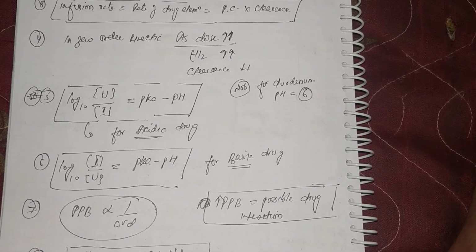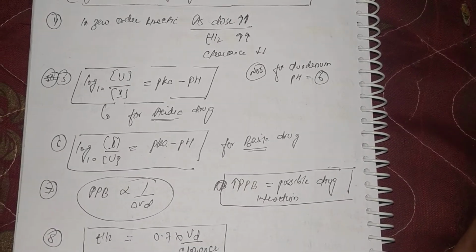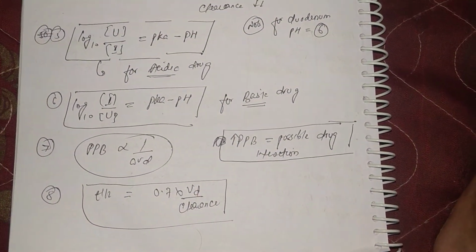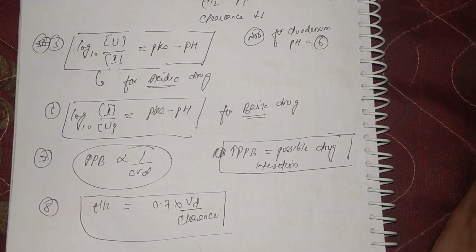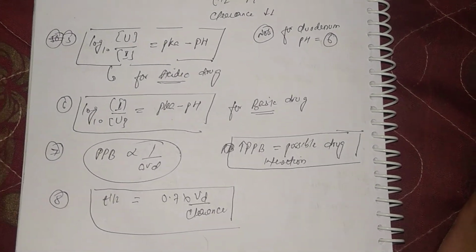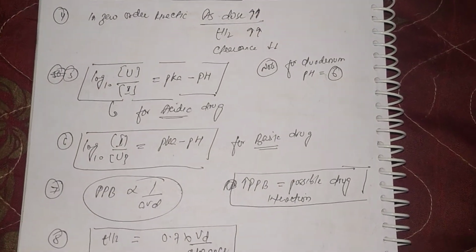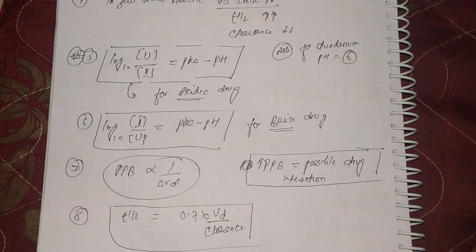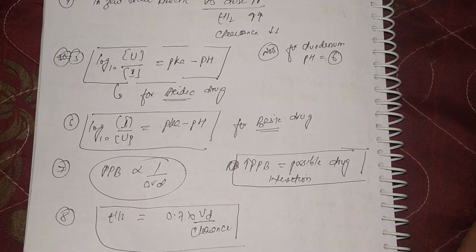anionic concentration divided by ionic concentration is equal to pKa minus pH for the acidic drug. And the sixth is log 10 of ionic concentration divided by anionic concentration is equal to pKa minus pH for the basic drug. And the seventh is the plasma protein binding is inversely proportional to the apparent volume of distribution. And the eighth is half-life is equal to 0.7 into volume of distribution upon clearance.